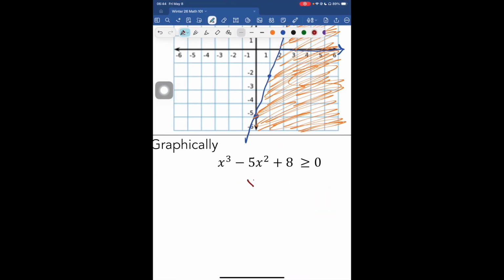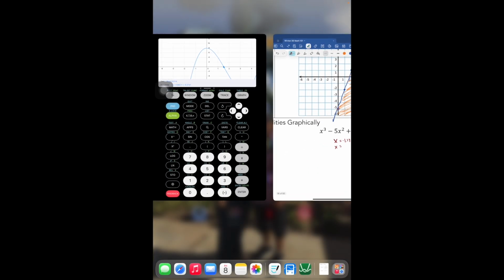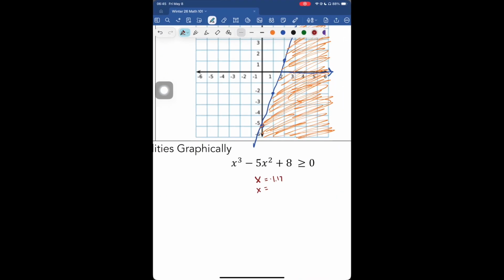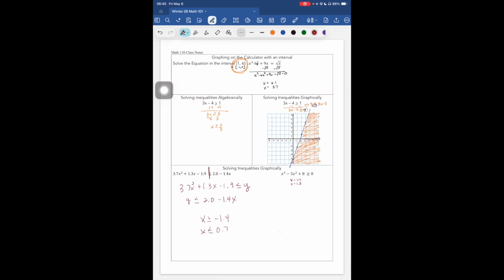So this would be x is negative 1.17 and x is equal to, did I say 1.5? Yep, 1.5. Okay, and that is graphing, that is solving the equations graphically.